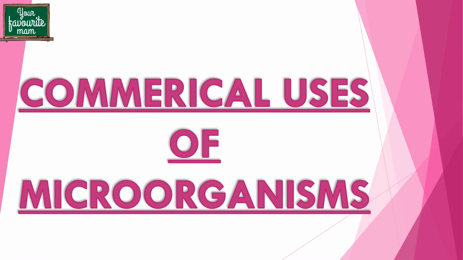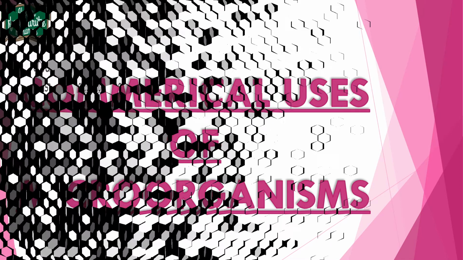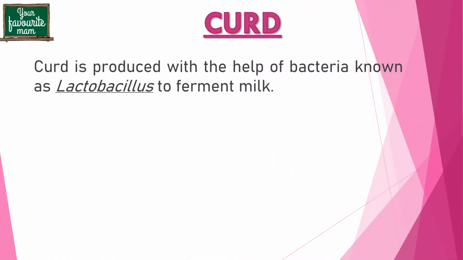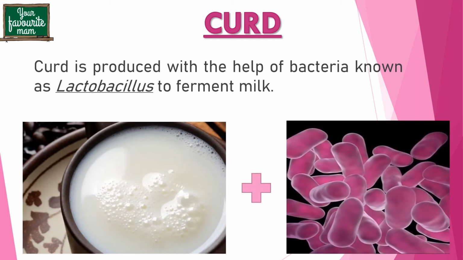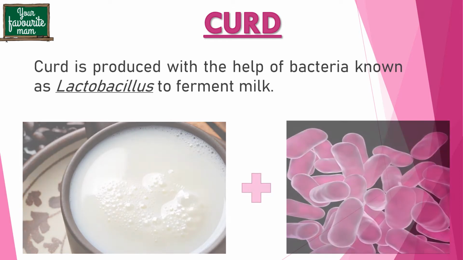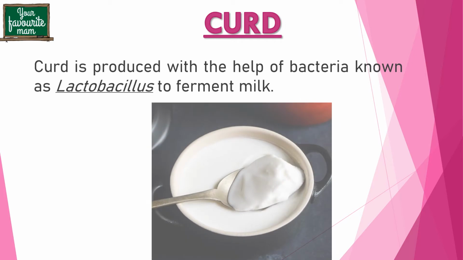Let's talk about commercial uses of microorganisms. Microbes are used in the industry for many different products, like curd. Curd is produced with the help of a bacteria known as lactobacillus to ferment milk. So a little curd is added to warm milk and is set aside for some time. Then this bacteria, lactobacillus, starts growing in milk and convert milk into curd.